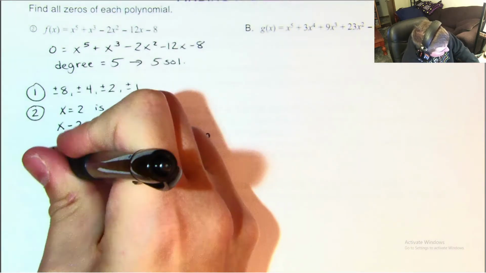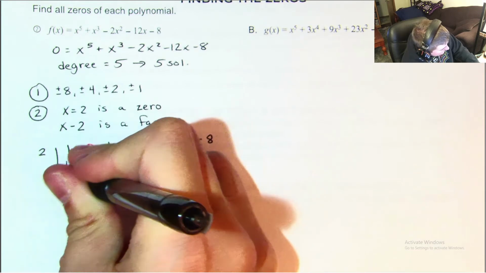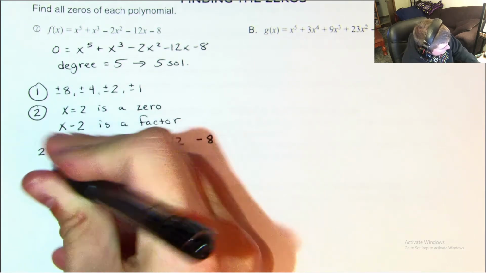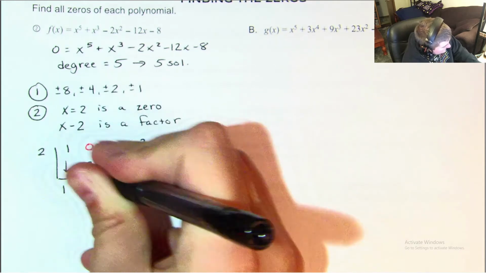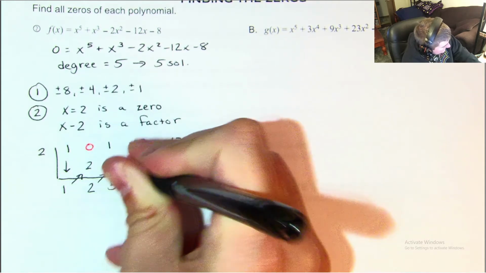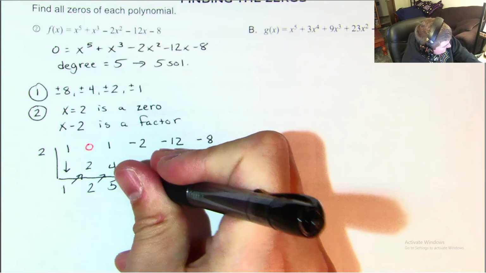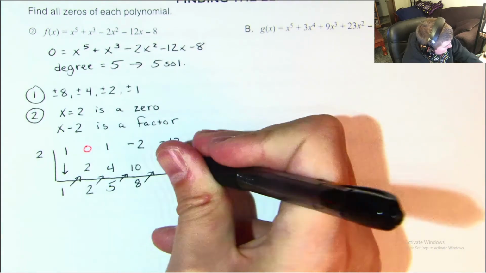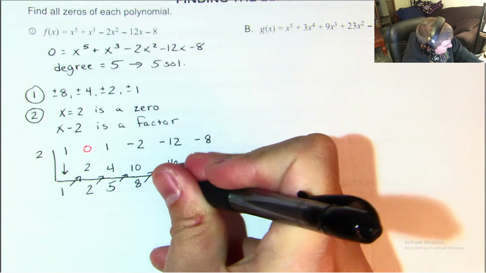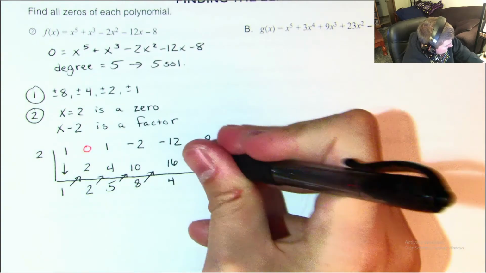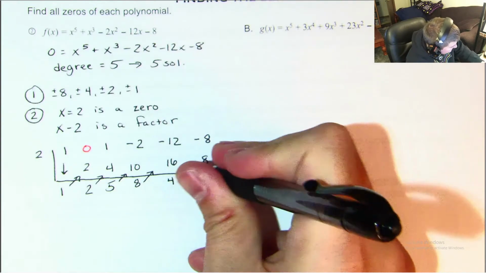Okay, and so I can go ahead and drop this down. 2 times 1 is 2. 0 plus 2 is 2. 2 times 2 is 4. 1 and 4 is 5. 2 times 5 is 10. Negative 2 and 10 is positive 8. 8 times 2 is 16. Negative 12 and 16 is 4. 2 times 4 is 8. Negative 8 and 8 is 0. And that's my remainder, so this is good.